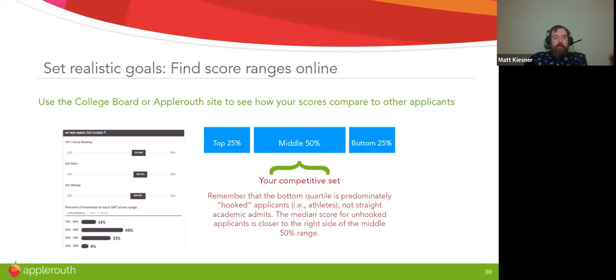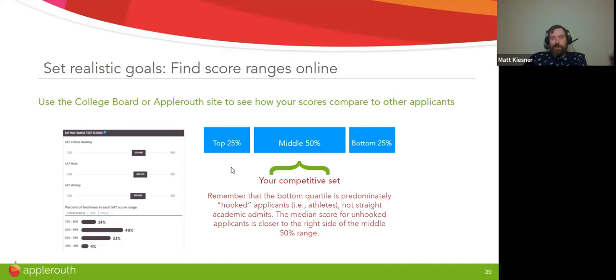That may not apply to everyone. If you are a lightning quick defensive end, you probably can get in on a much lower score because you're providing a different service to that school. But just know that this is assuming that the student doesn't have any of these hooks that make it appealing. Are your parents going to donate a building to the campus? You might be able to get in with a lower score.